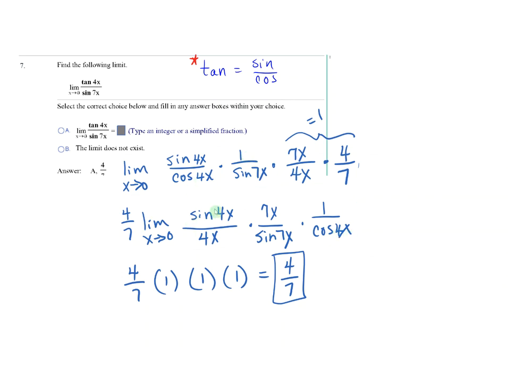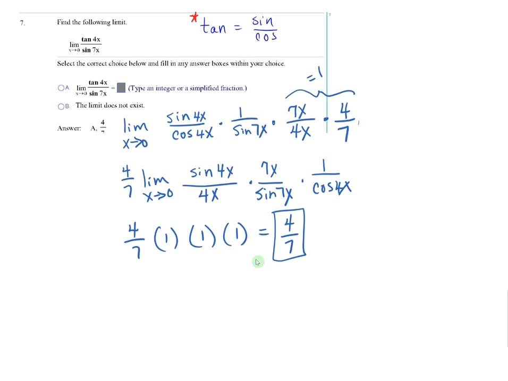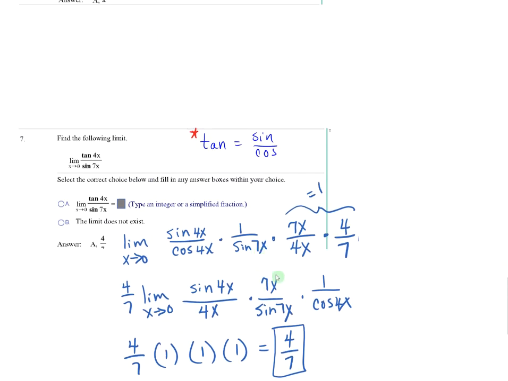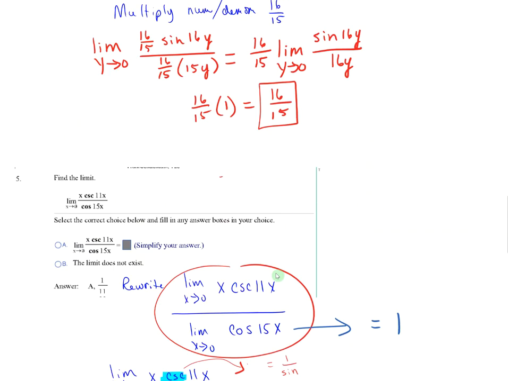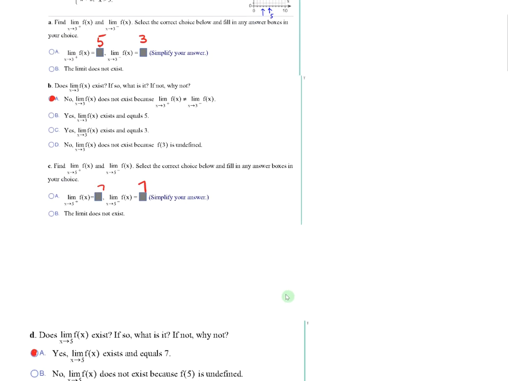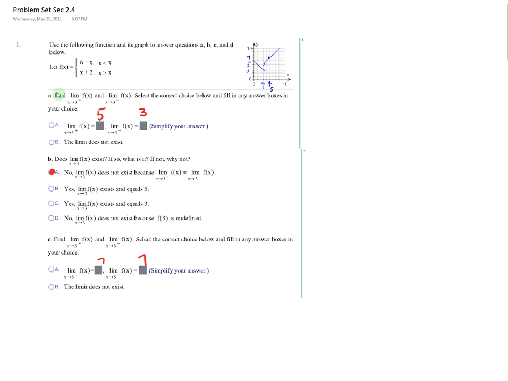So now, this because of the rule becomes 1. This because of the rule becomes 1. This, if you plug in 0 here, cosine of 0 is 1. You've got another 1, and your final answer is 4 over 7. So you have to manipulate, but it's okay. Just make sure that it's legal. This is equal to 1, and that wasn't a problem, but that gave us all the tops and the bottoms that we needed. I think that's our last question, and that should help you with those trig ones and the rules. That should work.